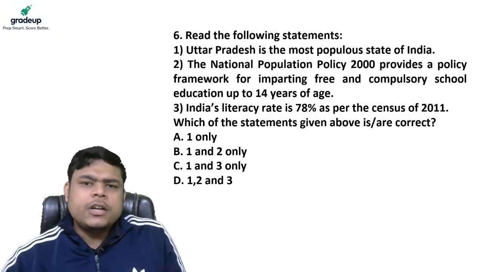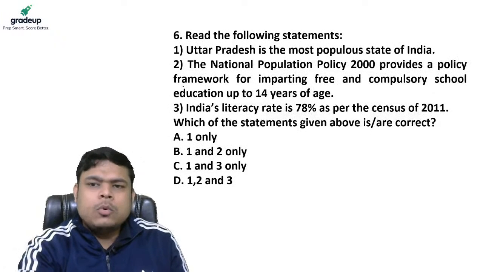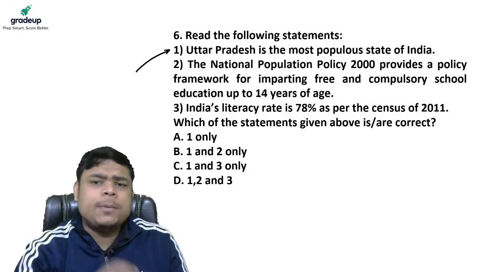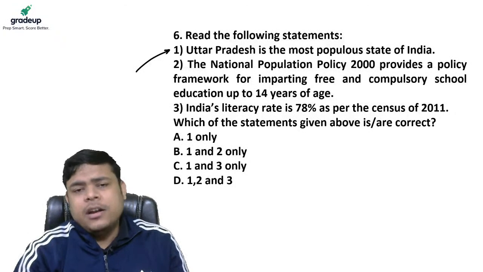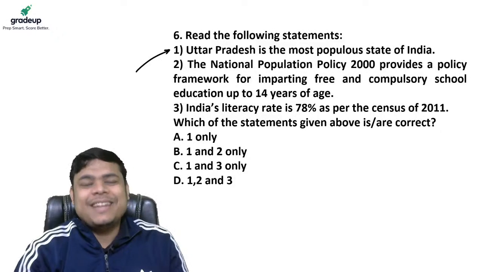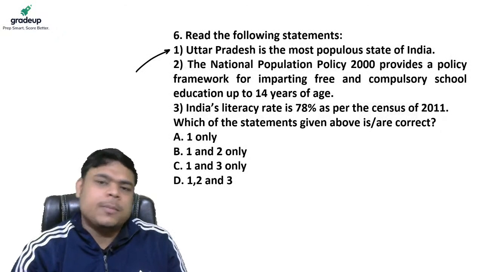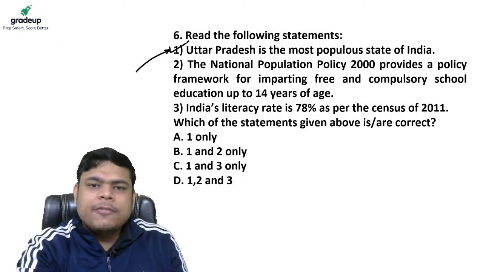Okay. The question states Uttar Pradesh is the most populous state of India. Yes, definitely, guys. Around 18 to 20% of the population of the country is concentrated in the state of Uttar Pradesh. Definitely true. Second most populous state in India is Maharashtra. So UP is definitely right.